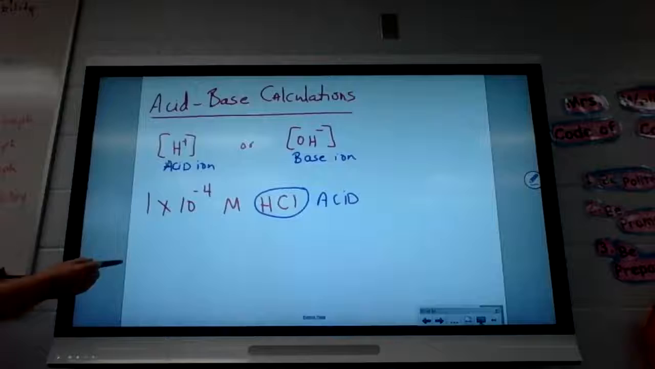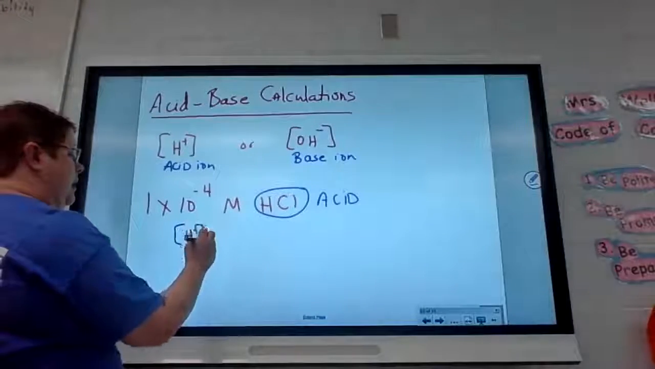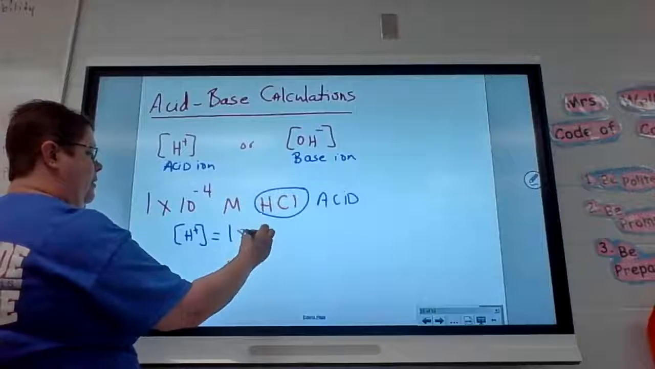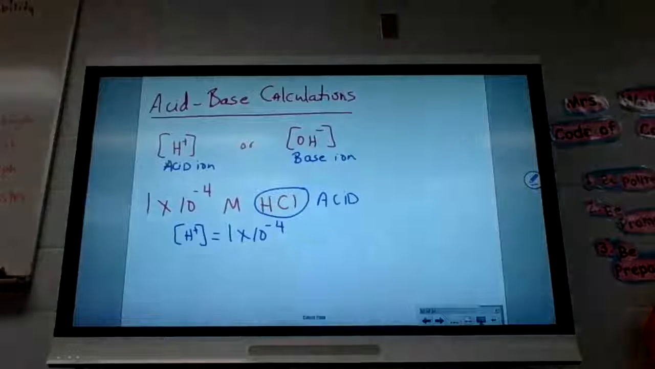Because they gave us HCl, we know H plus is equal to 1 times 10 to the negative 4th. I can explain the stoichiometry if you want, but it's essentially a 1-to-1 mole ratio. That's the reason for it. Down and dirty, a week before the exam, if you know it's an acid, you know H plus is 1 times 10 to the negative 4. That's something we should memorize.